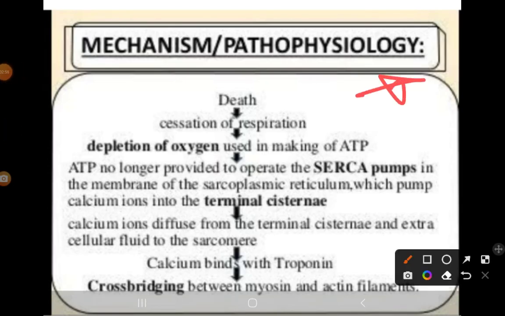Now, the summary of the mechanism, or the pathophysiology, of rigor mortis. Death causes cessation of respiration, depletion of oxygen used in making ATP. ATP is no longer provided to operate the sarcoplasmic reticulum. Calcium pumps in the membrane of the sarcoplasmic reticulum pump calcium ions into the terminal cisternae. Calcium ions diffuse from the terminal cisternae and extracellular fluid to the sarcomere. Calcium binds with the troponin, causing cross bridging between myosin and actin filaments.